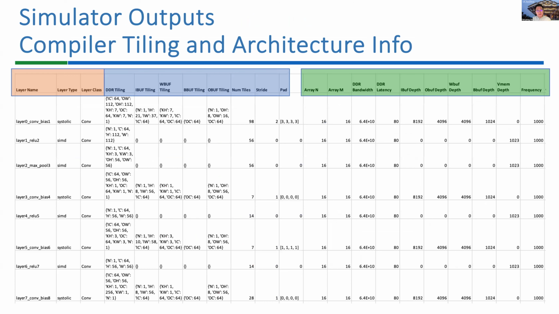Here's an example of simulator output. It contains the information about the layer, which is highlighted in the orange box, compiler tiling, which is highlighted in the blue box, and hardware information, which is highlighted in the green box.